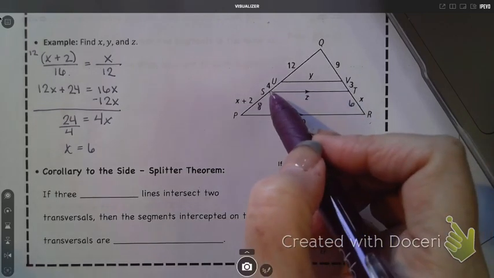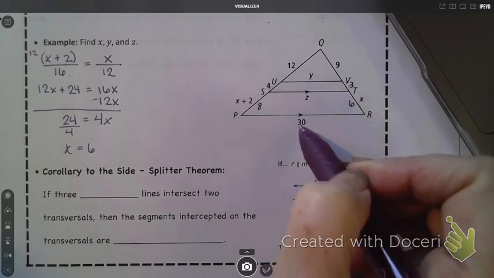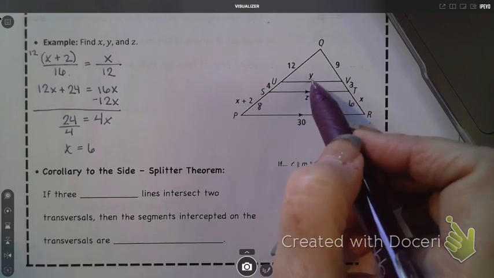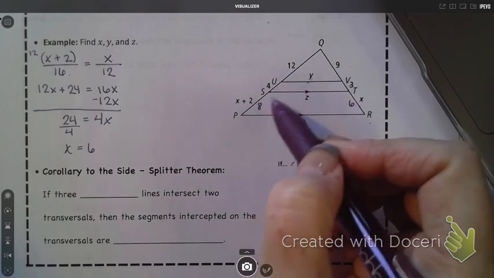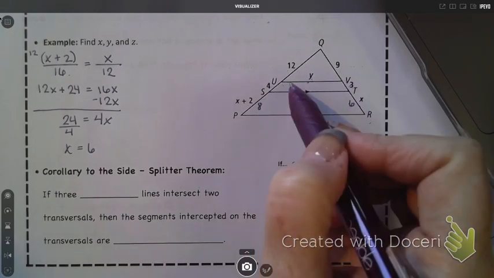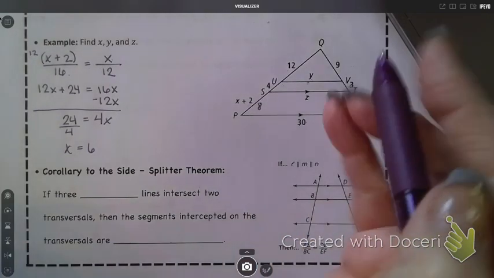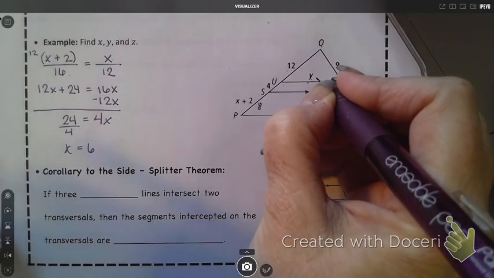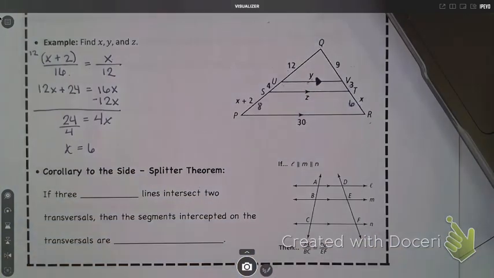Well, if they divide it into two equal parts, then that would mean they're parallel, right? So I'm talking about y. Above y is 12 and 9. What's below y? No, the whole thing below. 12 and 9. So is y parallel to PR, excuse me? Yes. So now if they're parallel, are they all proportional? Yeah.